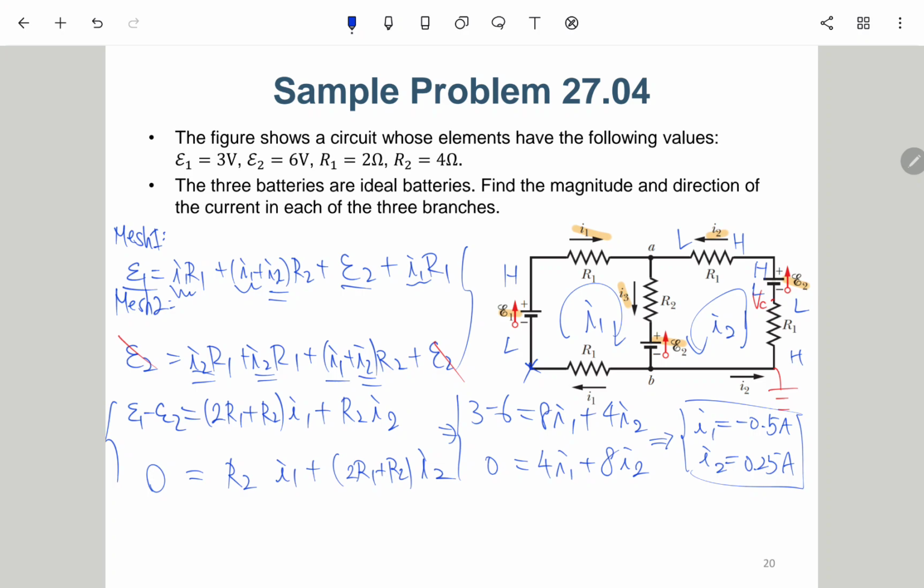Something like this. Which means that actually I1 is counterclockwise with the magnitude 0.58, and I2 is also counterclockwise. So I3 should be I1 plus I2, which is negative 0.5 plus 0.25, which is negative 0.25A. Which means that I3 is actually going up.